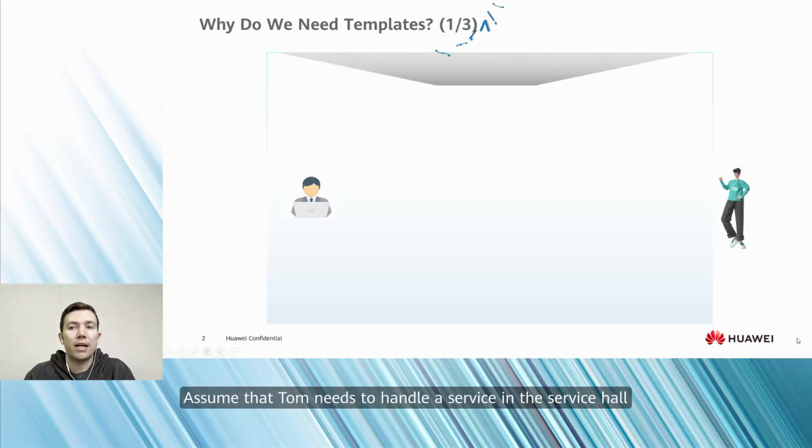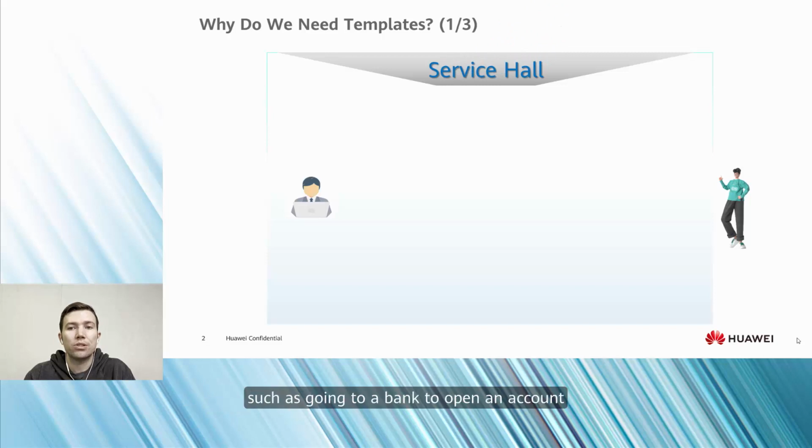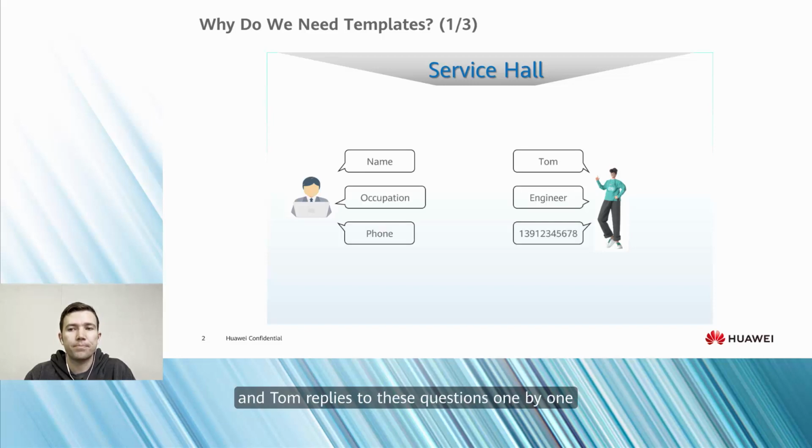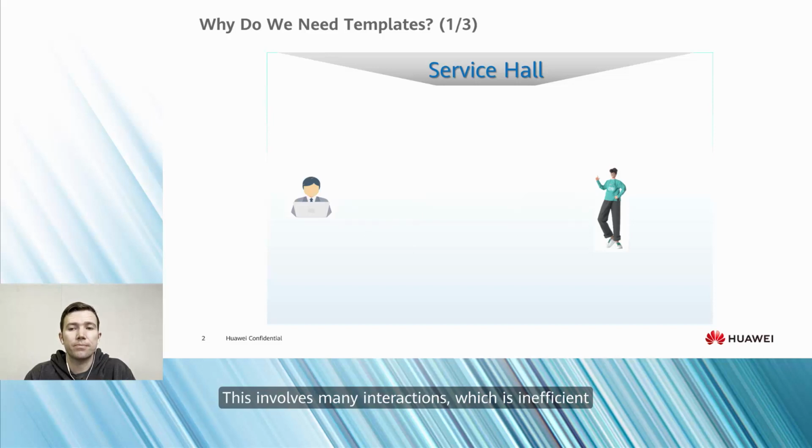Assume that Tom needs to handle a service in the service hall, such as going to a bank to open an account. The personnel at the counter asks for Tom's name, occupation and phone number, and Tom replies to these questions one by one. In this service handling mode, a lot of information needs to be collected in a one-by-one interaction mode. This involves many interactions, which is inefficient.